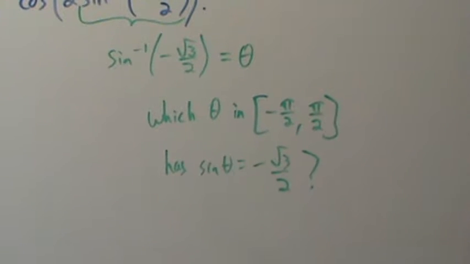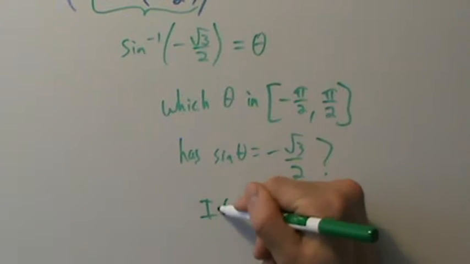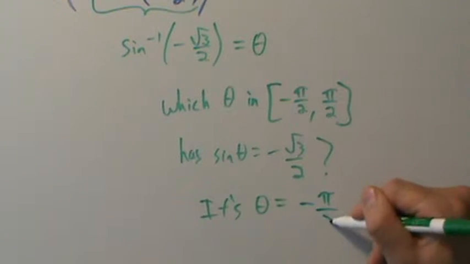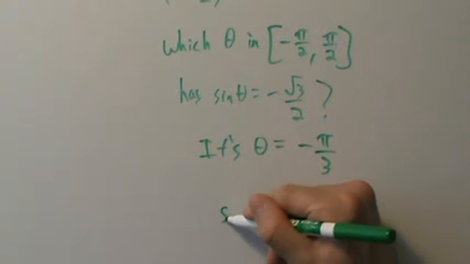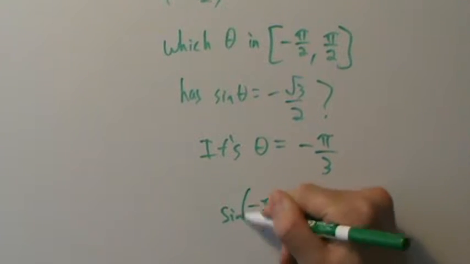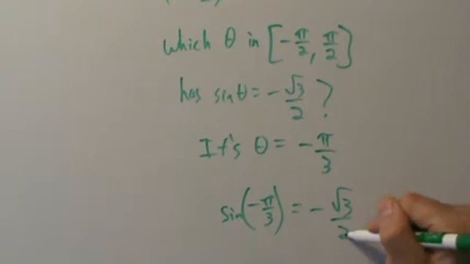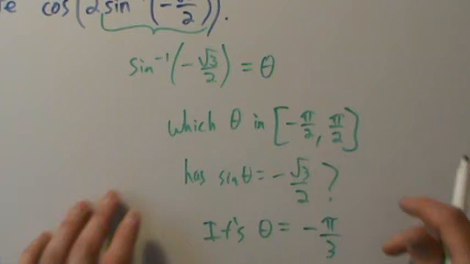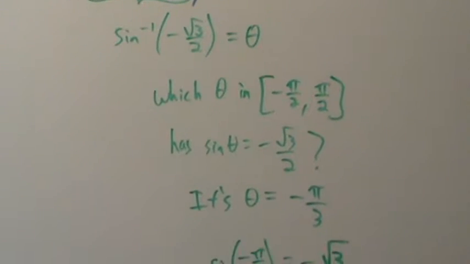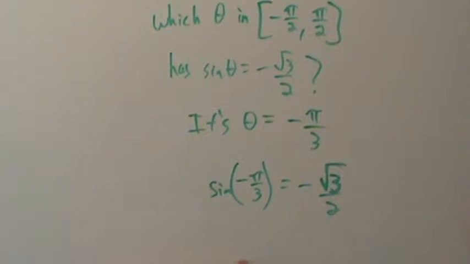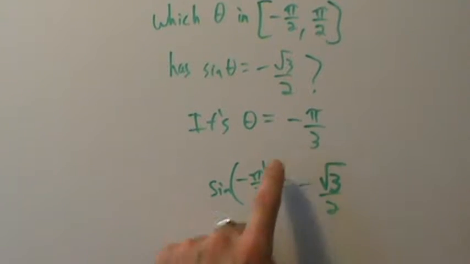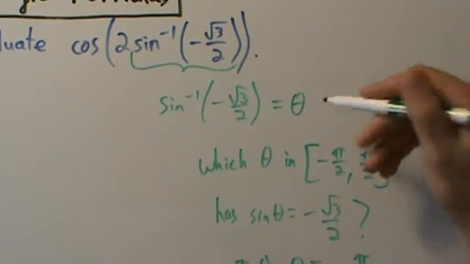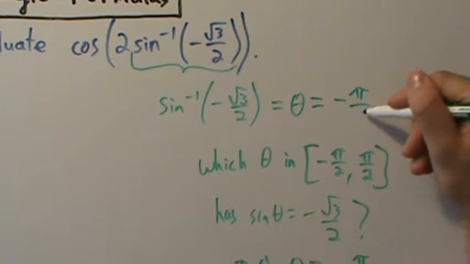The answer is theta equals negative pi over 3, because sine of negative pi over 3 equals negative root 3 over 2. That's really just a matter of knowing the unit circle and knowing properties of inverse trig functions. We did talk a lot about that in earlier videos. This tells us that theta here is negative pi over 3, because the sine of negative pi over 3 is negative root 3 over 2. Therefore, this is negative pi over 3.